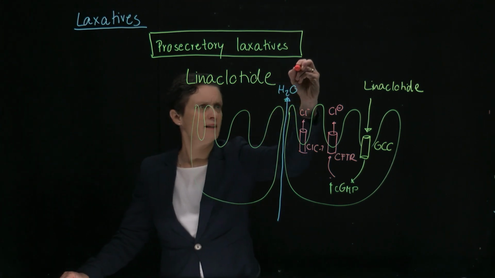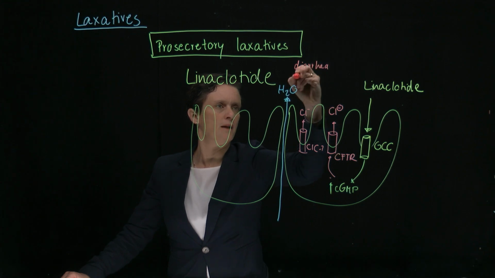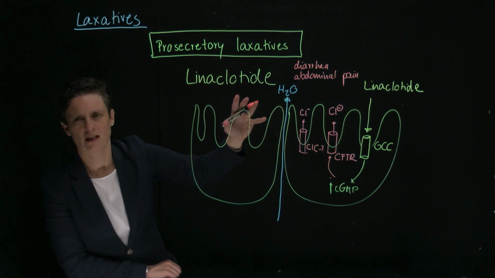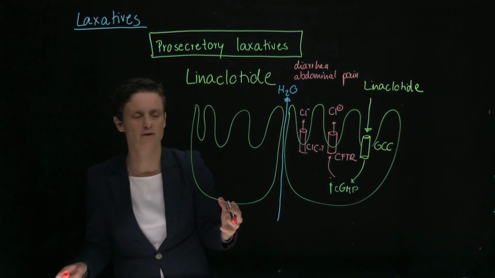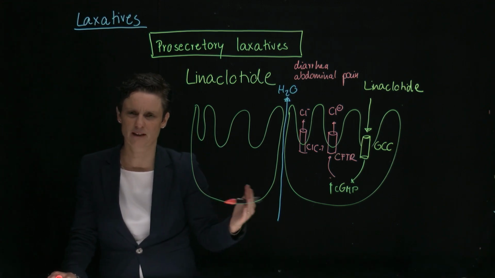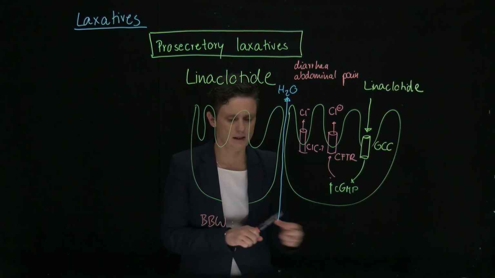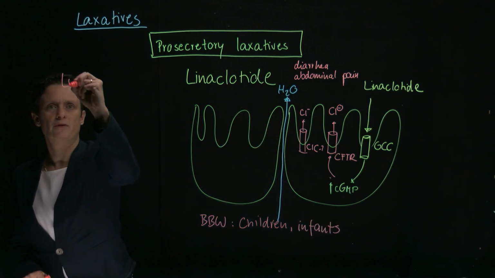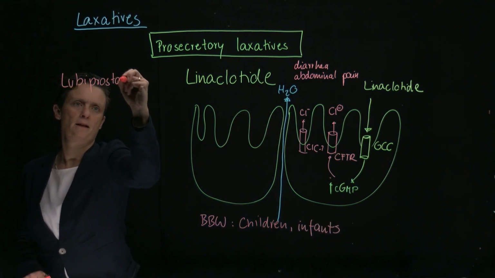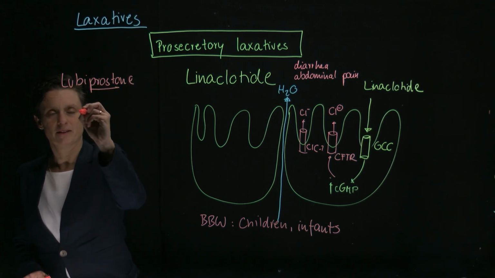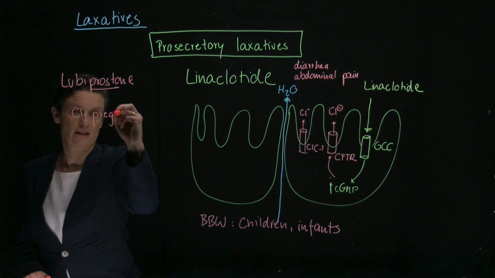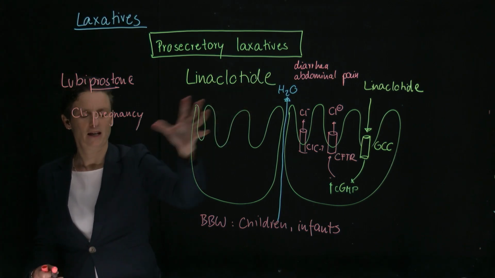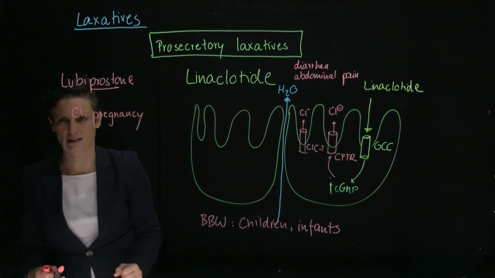For linaclotide, you can get some diarrhea and abdominal pain as adverse effects. And because they're so efficient in inducing secretions, you're going to lose so much fluid that they're absolutely contraindicated in infants and children. So there's a black box warning: not used in children, infants. And just to also finish up lubiprostone, it's a prostaglandin derivative, so it's also contraindicated in pregnancy because it can stimulate uterine smooth muscle, and it can also give you some diarrhea because it stimulates smooth muscle in the gastrointestinal tract.